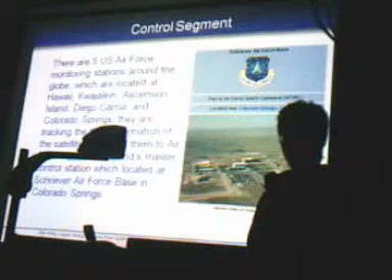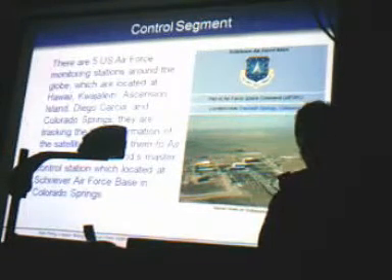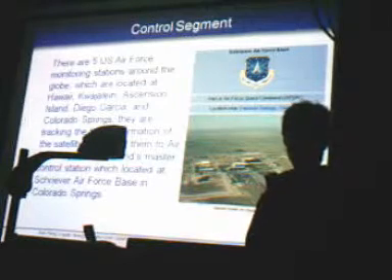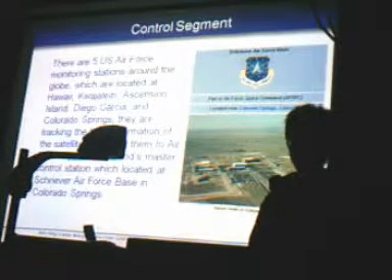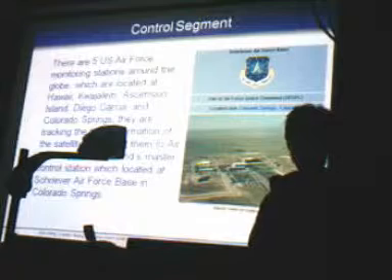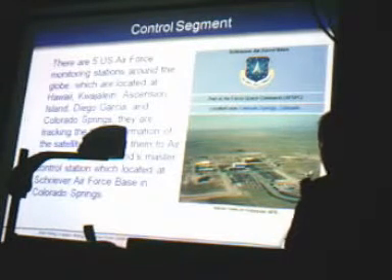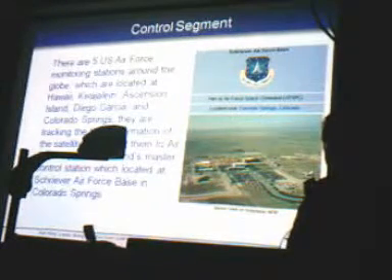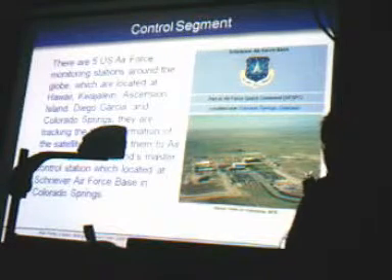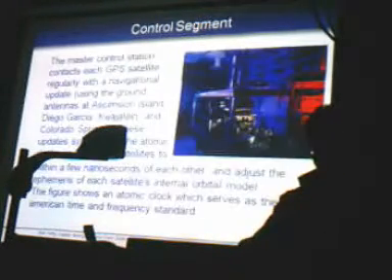And on the ground, we have the control segment. There are 5 U.S. Air Force monitoring stations around the globe. They are located at the following 5 positions, and they track the flight information of the satellites and send it to the Air Force Space Command's Master Control Station, which is located in Colorado Springs.